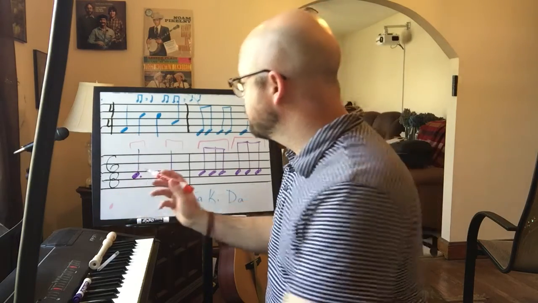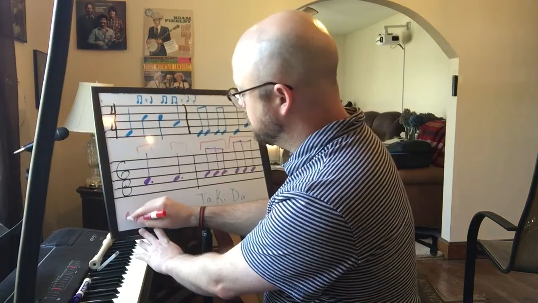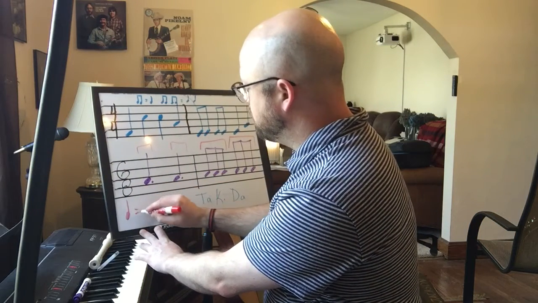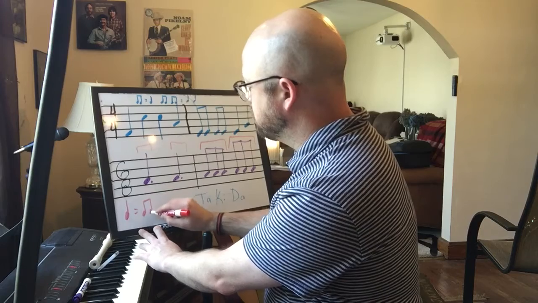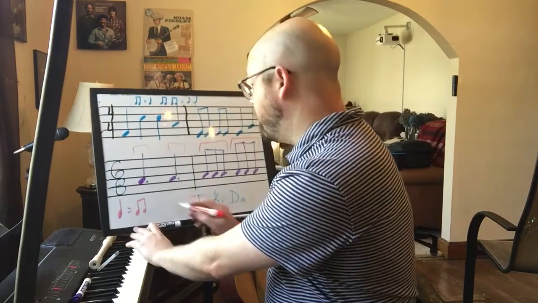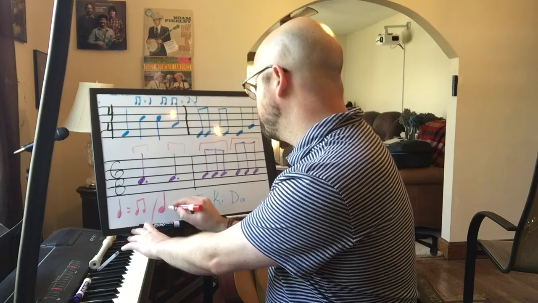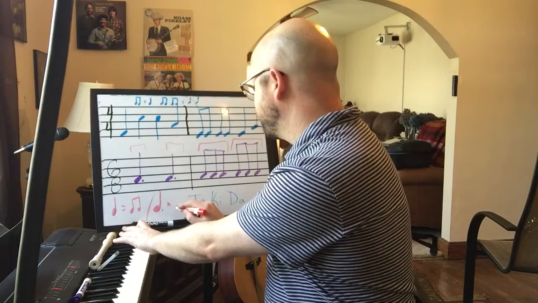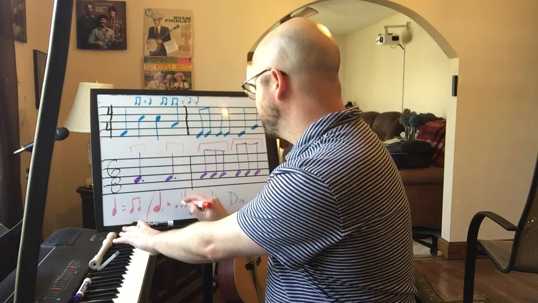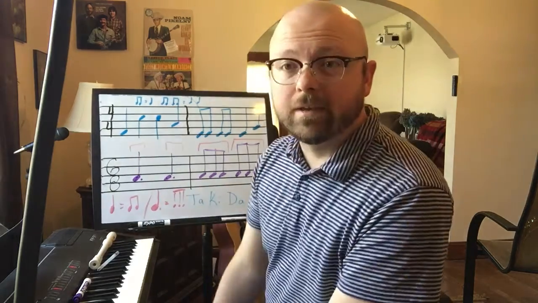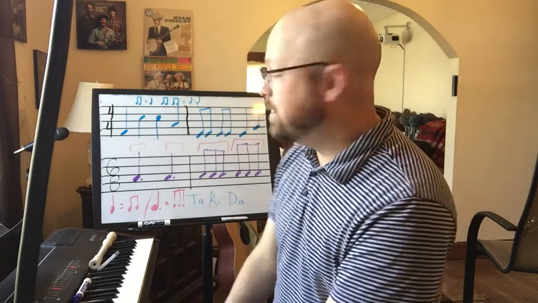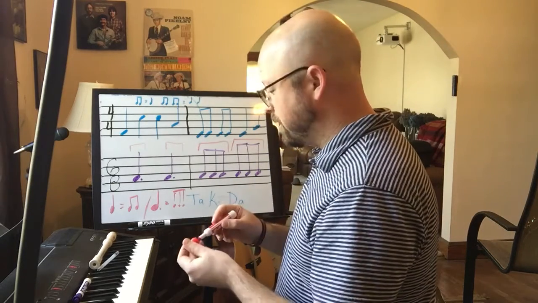So a quarter note equals 2 eighth notes, but a dotted quarter note equals 3 eighth notes. All right, so hopefully that's making some sense.